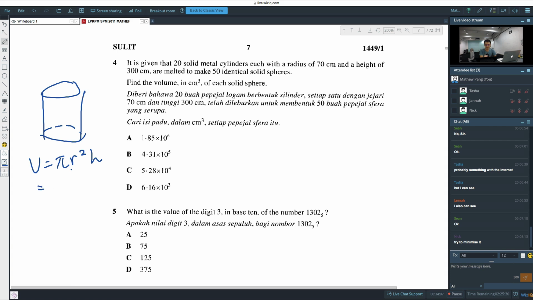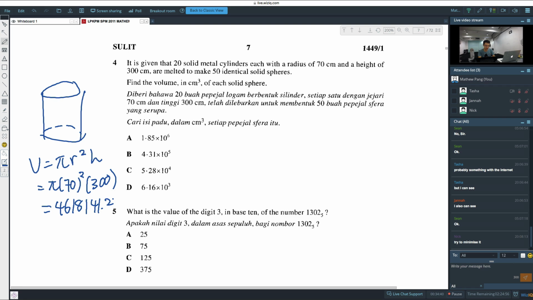So let us calculate one of the cylinders first. We have r is 70 square and our height will be 300. Later our answer we will multiply by 20, because basically you have 20 cylinders here. So you will get 70 square multiply 300 multiply pi. The number is quite big, so you will get 4618141.2. Alright, it's a very big number.